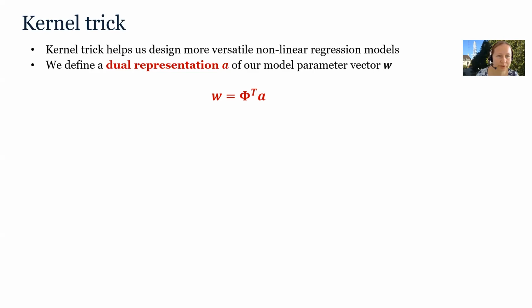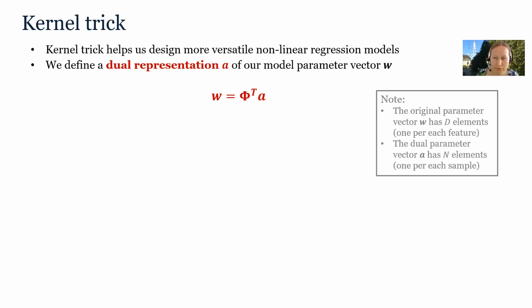Kernel trick helps us to design more versatile nonlinear regression models. And to be able to use the kernel trick, we will define the dual representation A of our model parameter vector W. This means that our model will be parameterized by vector A rather than vector W. Important thing to note is that the original parameter vector W has D elements, 1 per each feature, while the dual parameter vector A has N elements, 1 per each sample.